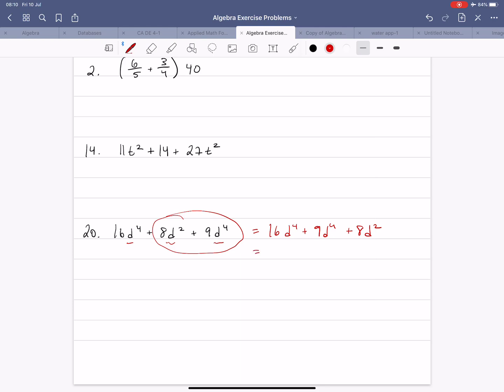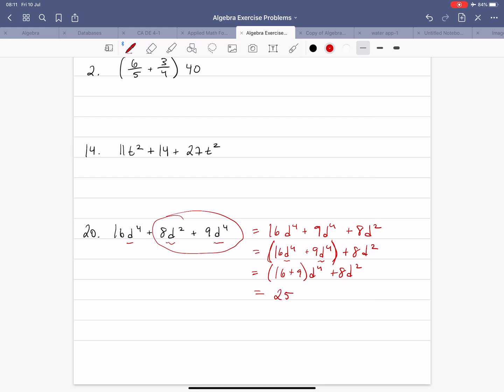Now this will be the same as quantity 16d to the fourth plus 9d to the fourth, plus 8d squared, right? I'm just associating these two terms together. And then I can apply the distributive property and factor out this common term. So this will be quantity 16 plus 9, d to the fourth, plus 8d squared. That's using the distributive property.